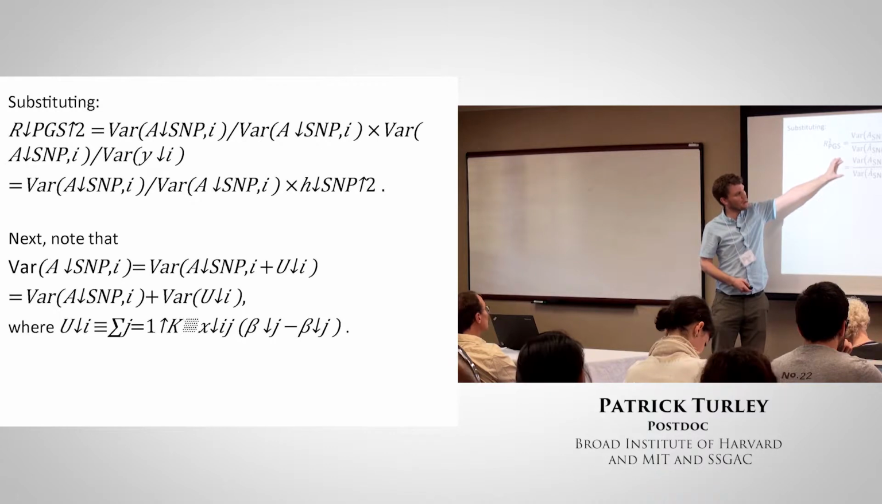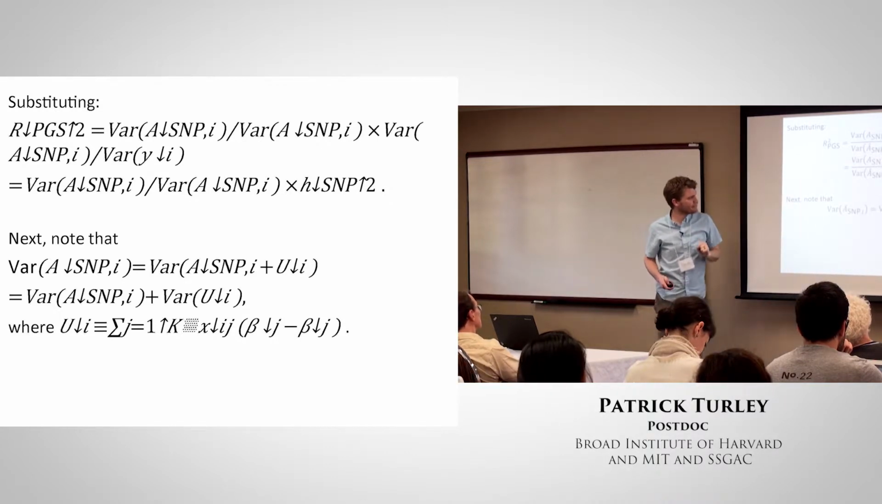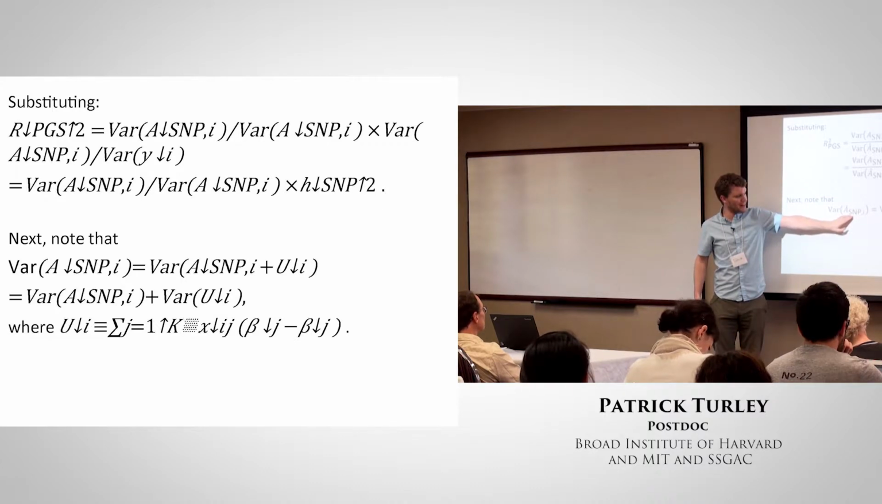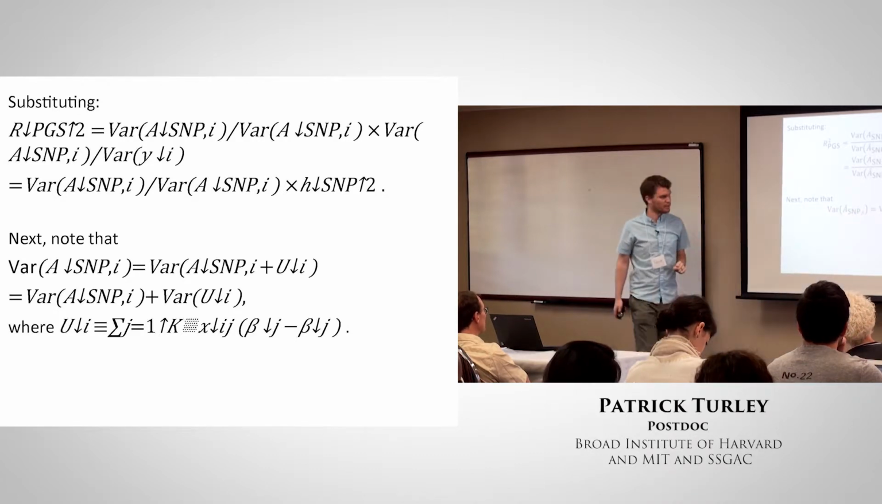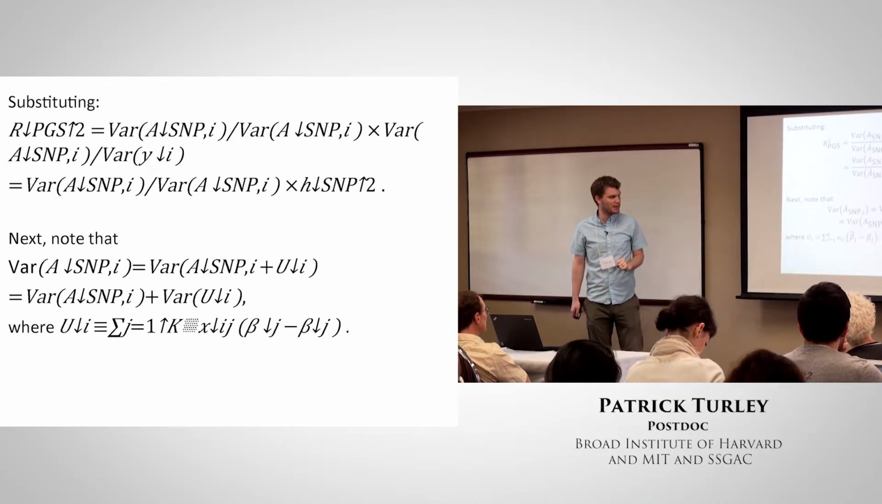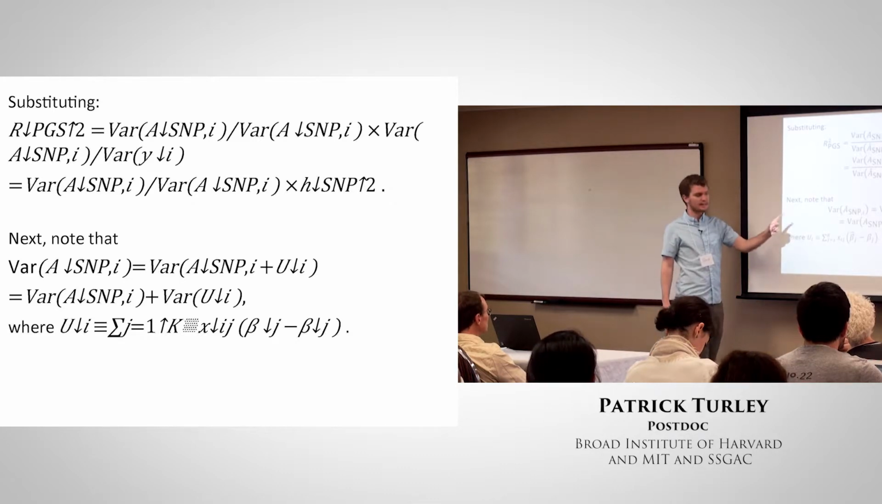Now we need to know what these things are. The variance of this is the variance of the polygenic score. We can just substitute in what we had before. And because those are independent, the variance of the sum is the sum of the variances.